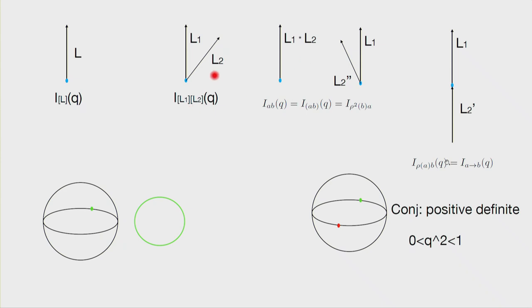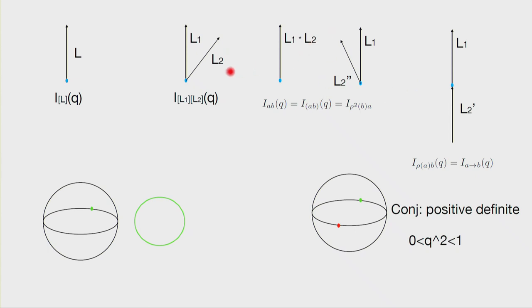I can also take a line and bring it all around. There is a small framing anomaly that appears when the theory is not conformal. And so if you start with L2 and you bring it all around, you might get an L2 prime. So there is a morphism I'll denote as rho squared, which tells you what happens when you rotate a line by 2 pi. And so you discover that the Schur index in the presence of lines is a twisted trace. So the index of AB is the same as the index of rho squared BA.